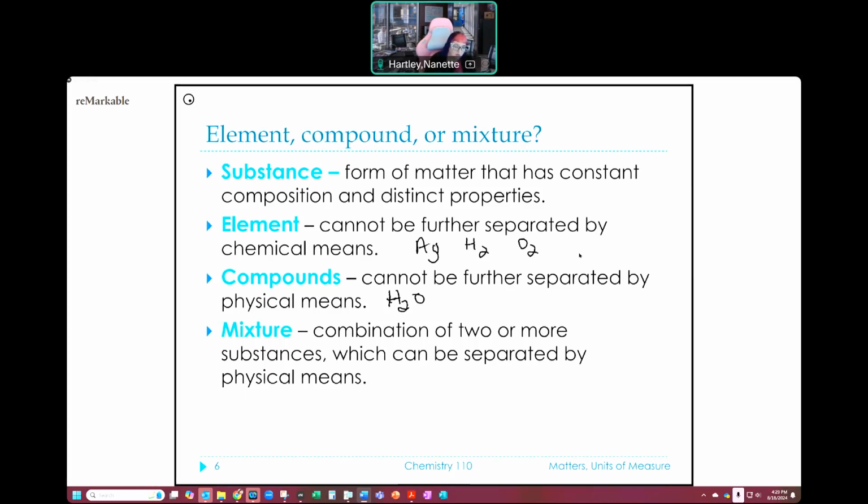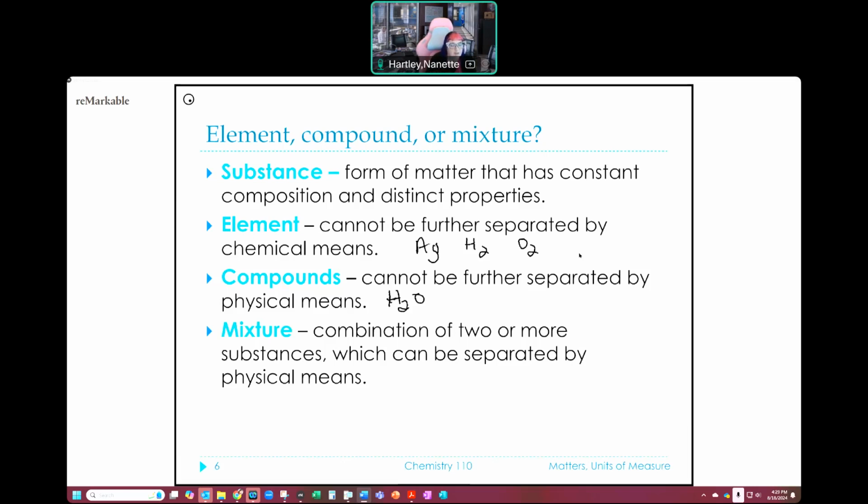So I can get the salt out of the water. This is something you've probably seen. If you take some salt water and you let it stand for long enough, then the water goes away, it evaporates, and you're left with the salt. Okay, so that's a physical means. It evaporated, and that's a physical change. Right, so that's a mixture.